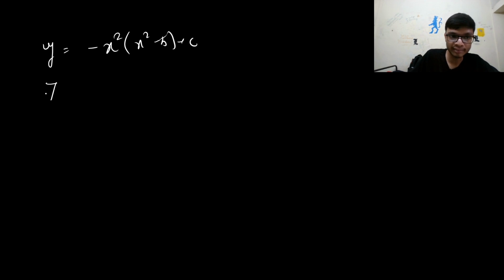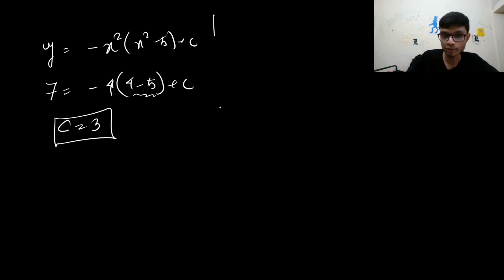So if you solve this, y is equal to minus of x square into x square minus 5 plus c. If we put the value of y as 7 at x is equal to 2, then we'll get 4 into 4 minus 5 plus of c. So this will become minus of 1, and minus of minus will become plus of 4. So from here I get the value of c as 3.